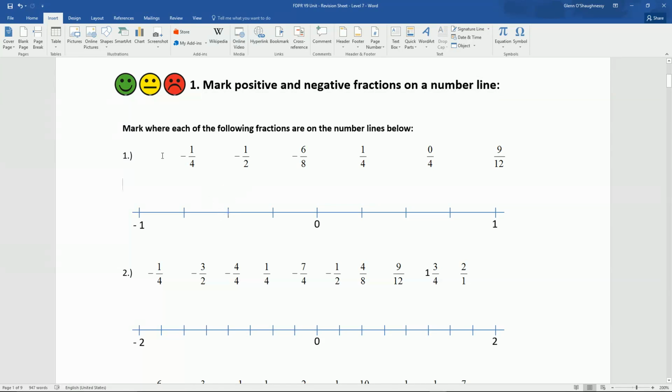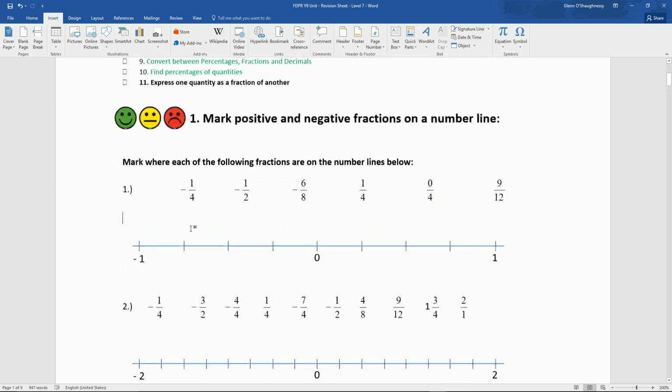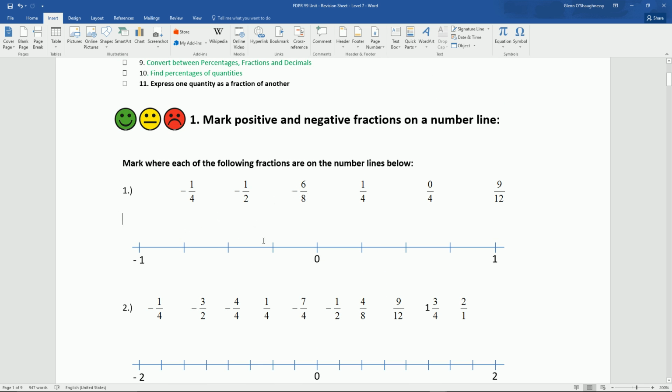All right, so with this video, we're going to look at how to put both positive and negative fractions on a number line. Okay, so the first question says, mark where each of the following fractions are on the number lines below. Okay, we've got three questions that we need to complete here. The first thing to do, of course, is look at the number line that you're presented with.